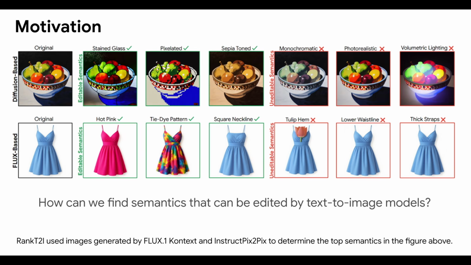As you all know, text-to-image models have greatly advanced image generation and editing. However, it is still difficult to determine which semantics a model can actually edit in an image. Current methods often require users to manually test different prompts, which is time-consuming and involves trial and error. As seen in the figure on this slide, some semantics in text-to-image models work successfully, such as changing a dress's color to hot pink. However, other edits fail, such as adding a tulip hem to a dress. This highlights an important issue. Text-to-image models have different editing capabilities and limitations, and we need an efficient way to discover them.